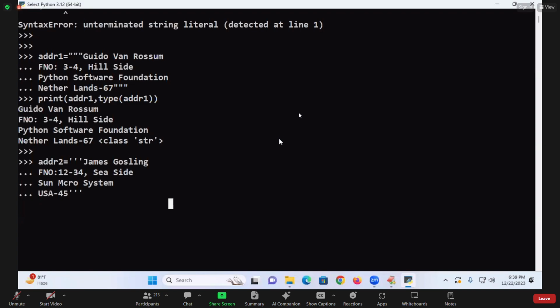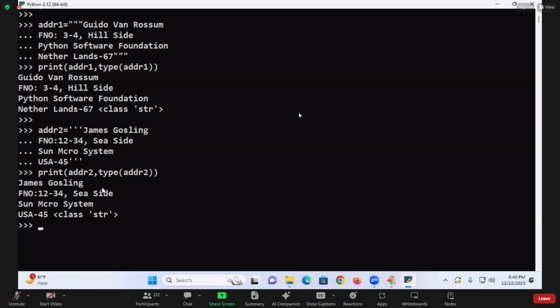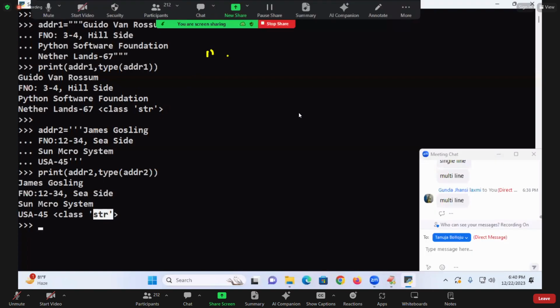Are you following me? You started with what? Triple single quote. It also ends with triple single quote. Print ADDR2 comma type of ADDR2. So we are getting str only. So how many notations are there to store string data? Four are there: double quotes, single quotes, triple double quotes, triple single quotes.